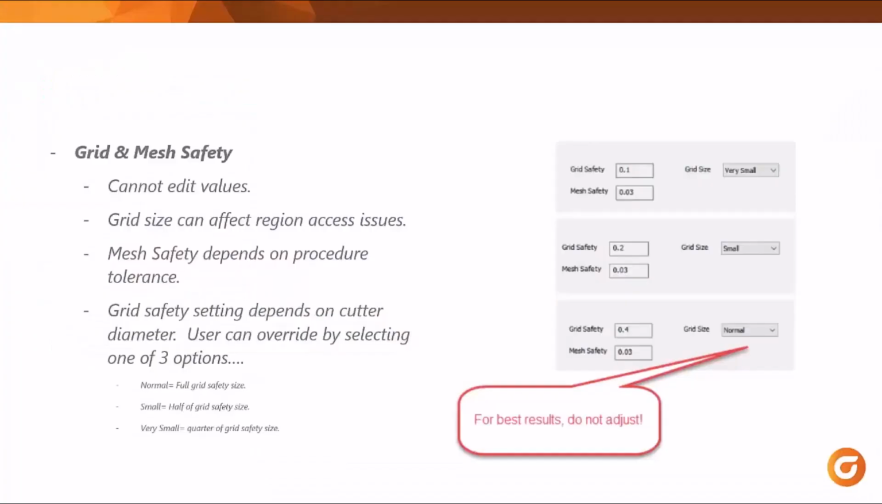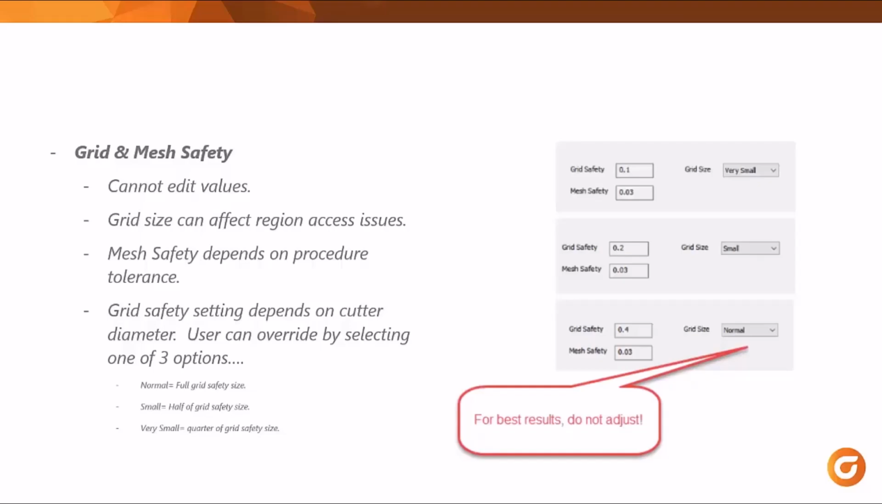We're going to hop back over, talk about the grid and mesh safety values. When you're in the panel in the top right corner with the advanced settings, you'll notice that there's a drop down for the grid size, and then you can see the grid safety and mesh values. As you change the grid size from the default, you'll also notice that the values further down for holder and shank safety, things like that, they'll move, they'll adjust based on that grid size.